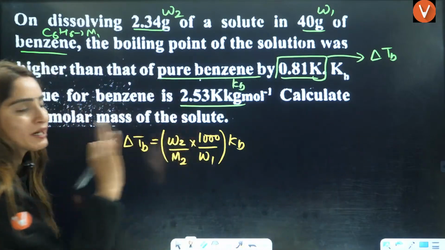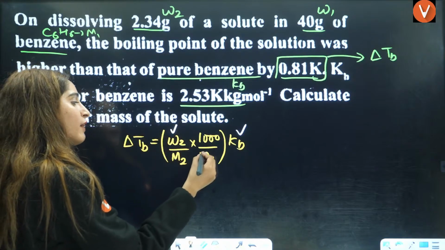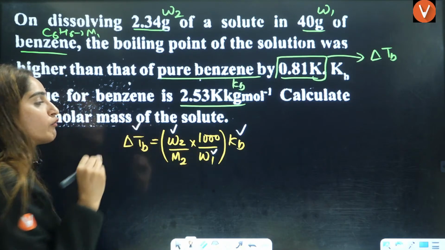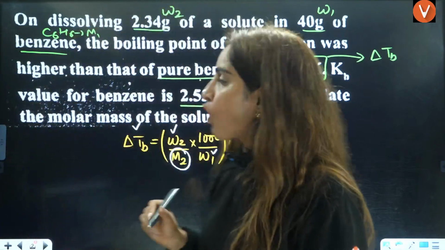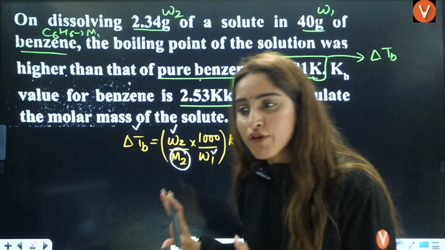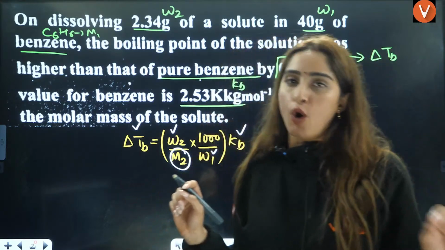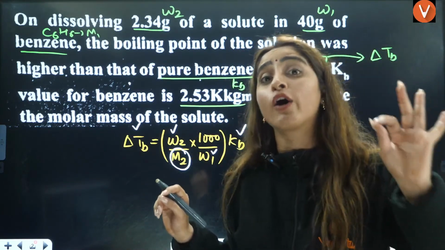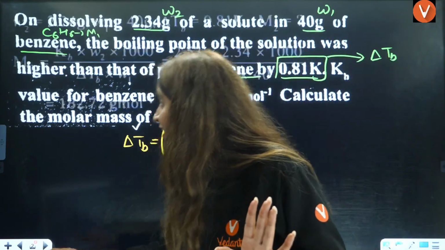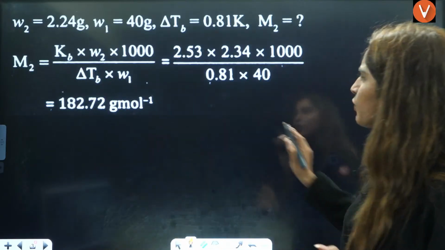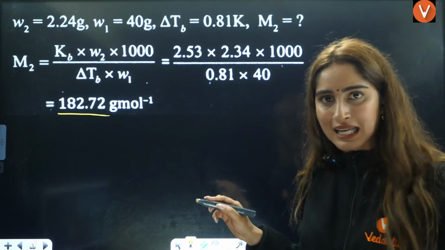Now, if you see this particular formula, you have the value of Kb, you have the value of W2, you have the value of W1, you have the value of delta Tb. So you can easily calculate the value of molar mass of solute from here. Is that clear to everyone? So a simple question based on colligative property will definitely be there in your exam, right? Whatever I am telling you, you will see in your exam, that I can guarantee, right? So easily you can do the calculation here and solve it, 128.72, right, directly.